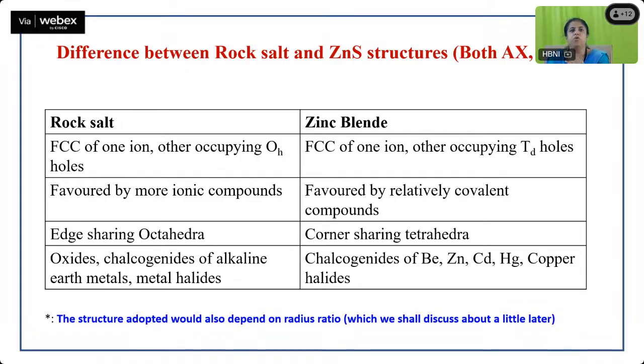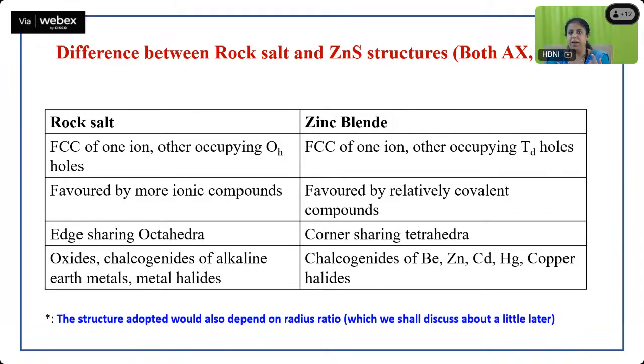Now, if you ask me why should rock salt be favored by more ionic compounds? See, ionic compounds are held together by electrostatic attraction. More is the attraction, more stable is the structure. So more is the number of anions around each cation or vice versa, more will be the pairs that are having electrostatic attraction. So that is why ionic solids tend to form the structure which has higher coordination number.